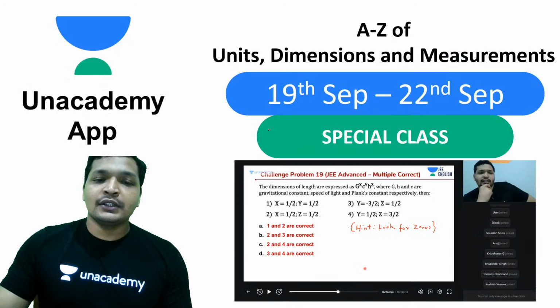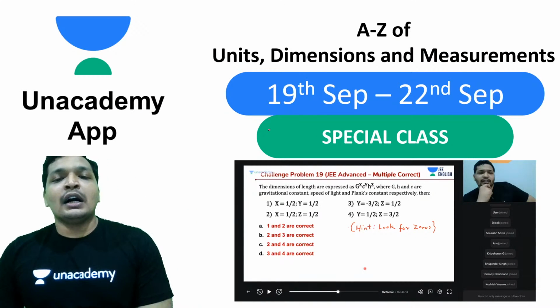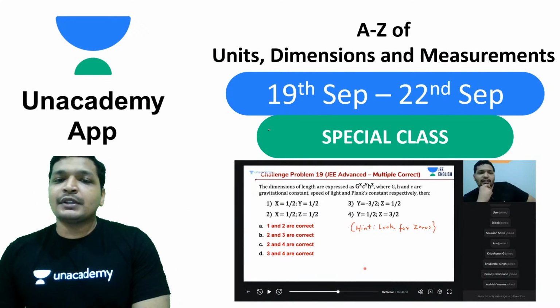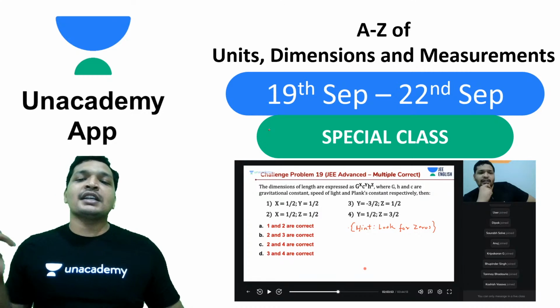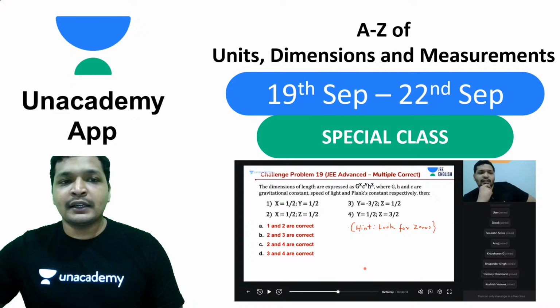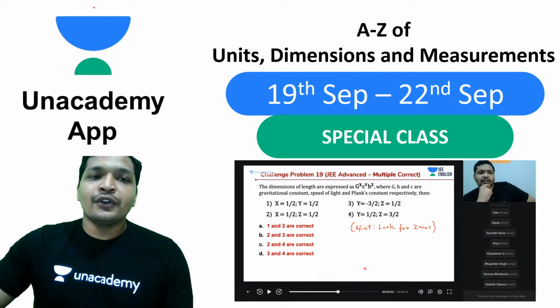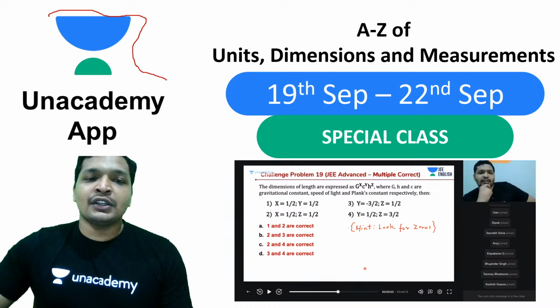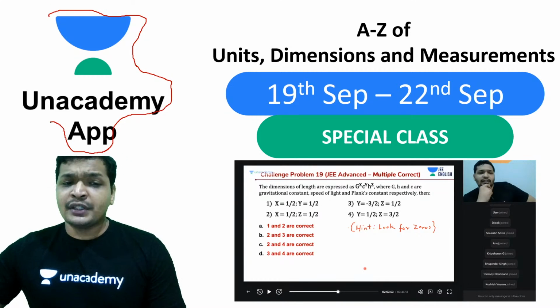And that being said, we have covered, guys, A to Z of units, dimensions and measurements in back-to-back sessions from 19th to 22nd of September. And this Sunday you'll be having a DPP or a problem set session on units, dimensions and measurements.